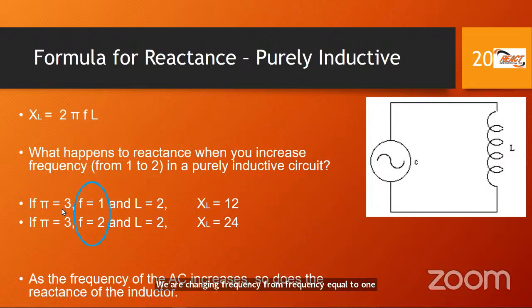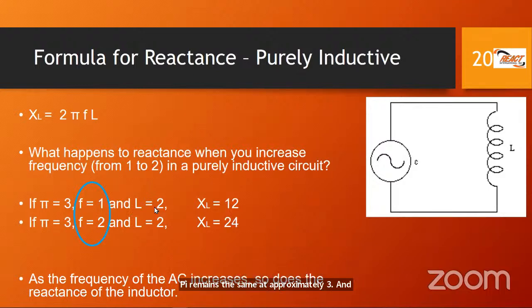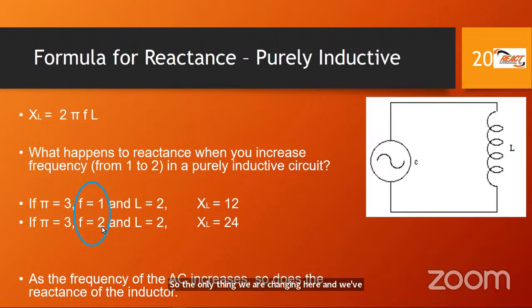The constant 2 remains the same. Pi remains the same at approximately 3. And the inductance L equals 2, right? That's going to stay the same. So the only thing we are changing here, and we've highlighted it for you, this is the only change. We are going from frequency equal to 1 to frequency equal to 2.